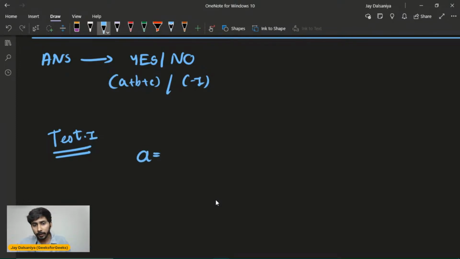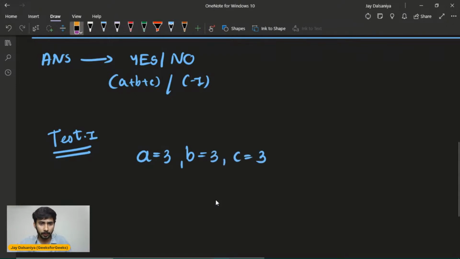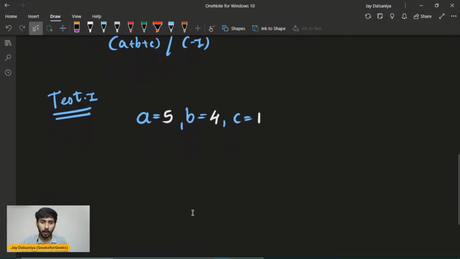Now let's take one of the test cases. I'll try to take the one given to us: A is equal to 3, B is equal to 3, C is equal to 3. Or let's say a different one: 5, 4, and 1. Now I want only the output. So first of all, let's try to find the solution for this.